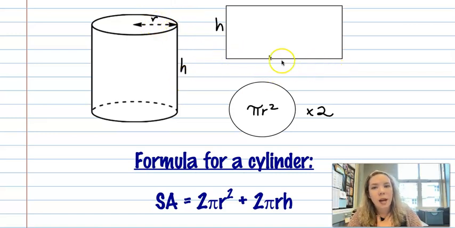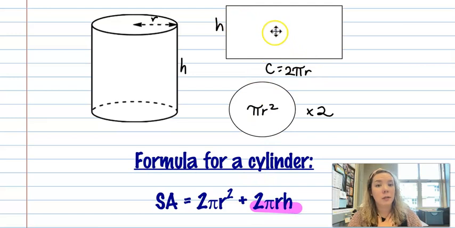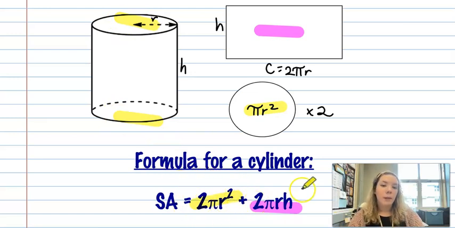This piece around the outside is going to be the circumference of that circle on the top, which is 2 pi r. Circumference is 2 pi r. So that's where this formula comes from. For my rectangle, I'd have 2 pi r times h. That's where this piece came from. And then for my circle, I have pi r squared, but there's two of them. So our yellow circles on top and bottom are where this piece came from, okay? But this is our formula, 2 pi r squared plus 2 pi r times height, okay?